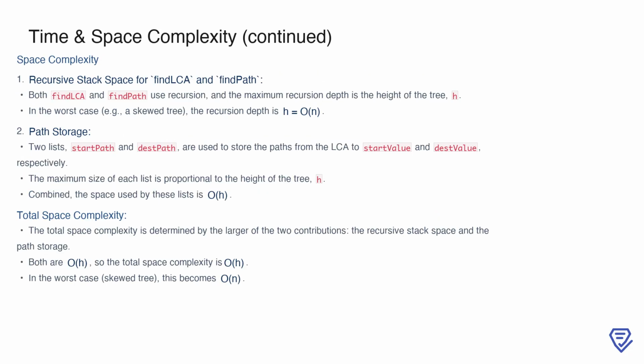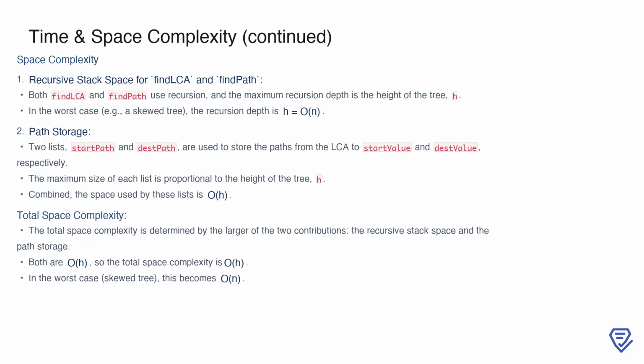Now let's consider the space complexity of the solution. Both the findLCA and findPath functions use recursion, and the maximum depth of recursion is determined by the height of the tree, h. In the worst case, such as in a skewed tree, this recursion depth becomes O(n).